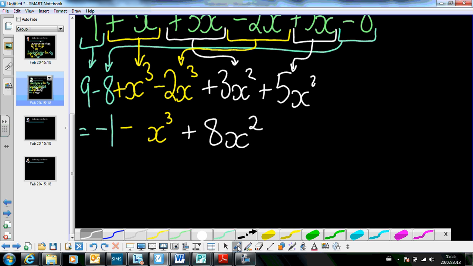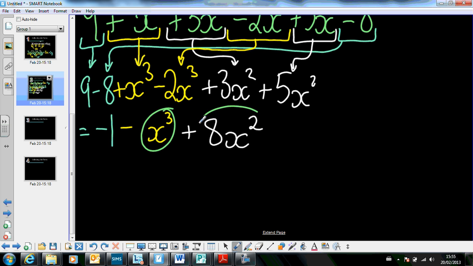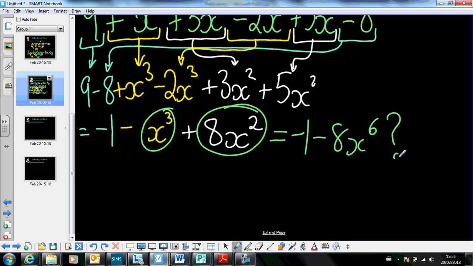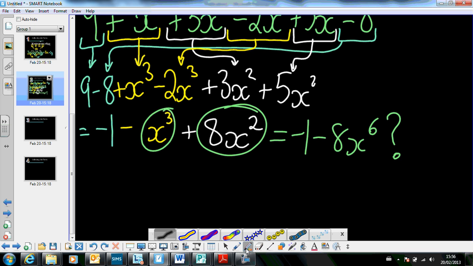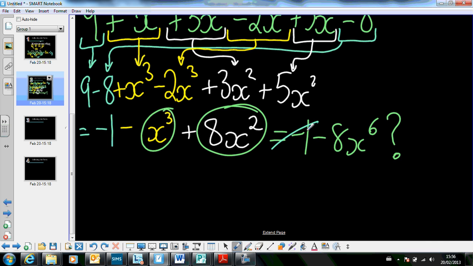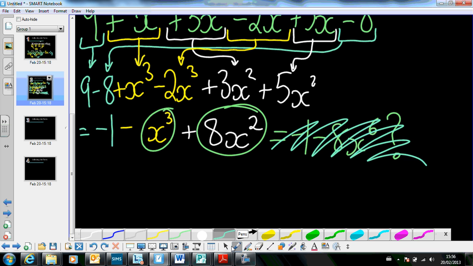People often want to try and combine the x cubed and the 8x squared and say, well, maybe it's 8x to the 5, or maybe it's 8x to the 6. Maybe it's something like that. But it's not. You can't combine x cubed and x squared. There's no way to collect them. They're as different to each other as x and y, as far as collecting them is concerned. So we can't do that. Not going to do that. Bad move. The only thing I can do to tidy this up a little bit is change the order so that I'm not starting with a negative.